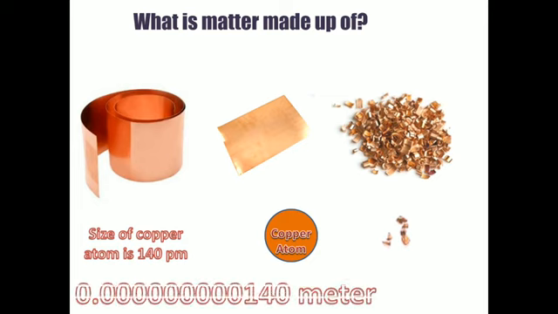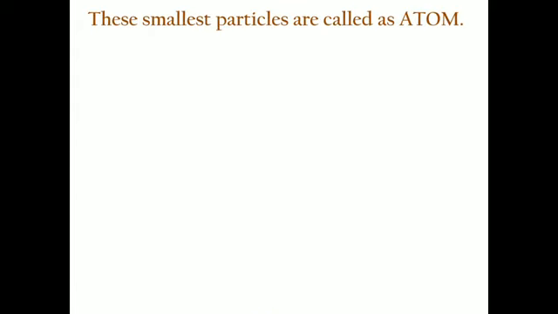If you write this number, after the decimal you have to place 12 digits. So this much is the size of a small tiny copper atom. No doubt there are other elements too, and the atoms of these metals or materials are very, very small. So ultimately we can conclude that the smallest particles of materials are called atoms.